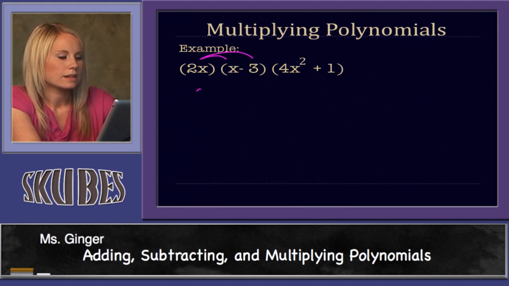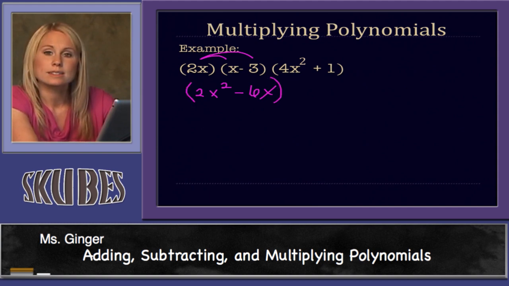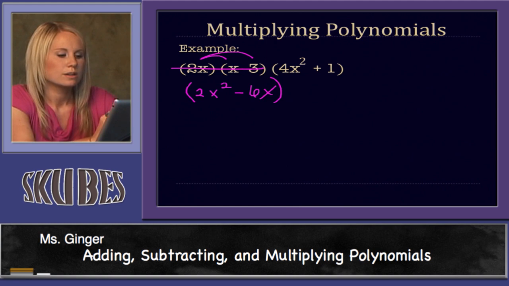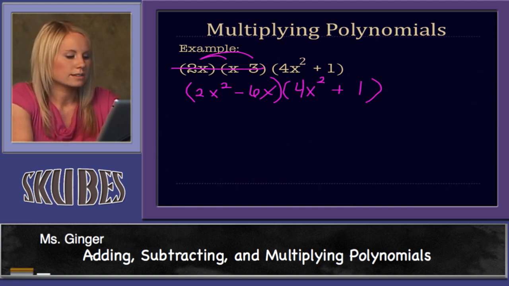So 2x times x, 2x squared, and then 2x times minus 3. That becomes 2x squared minus 6x, and I'm done with these two. So now all I have to do is carry that one to my second expression. So we're going to use FOIL again. First, outer, inner, last. Let's get a different color for that.